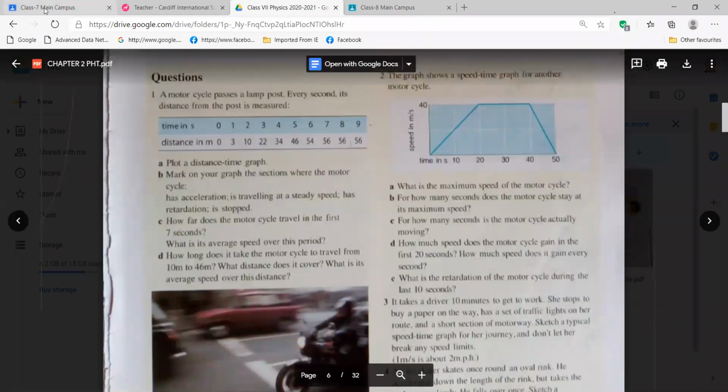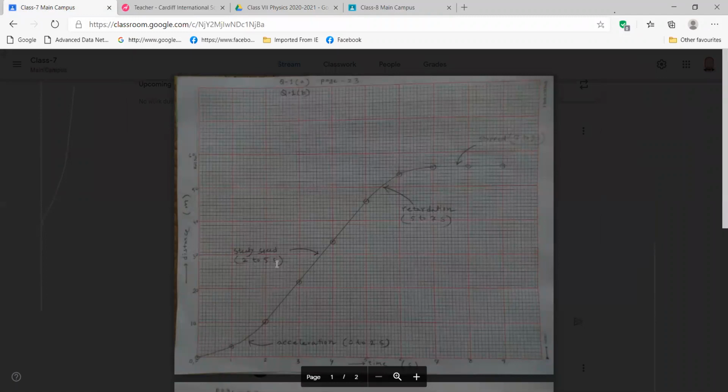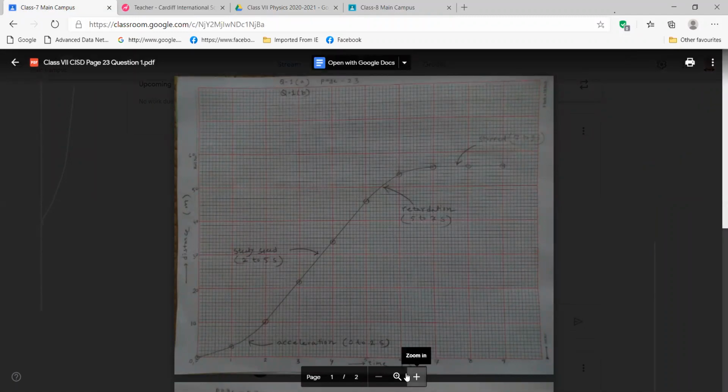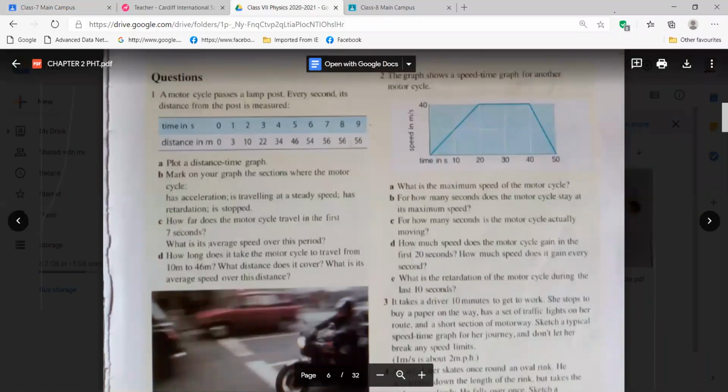Number 1B we already labeled here, right? Yes, sir. Acceleration, steady speed, retardation, stop, both we discussed together. Is it clear now? Yes, sir.